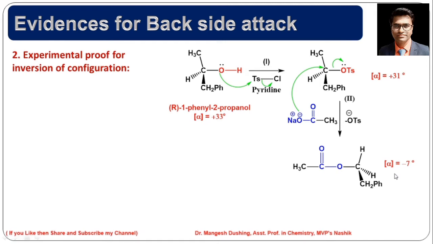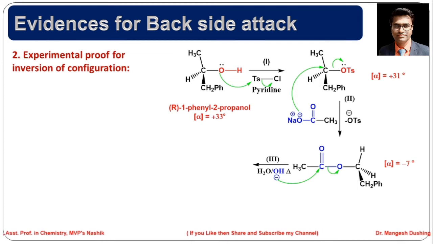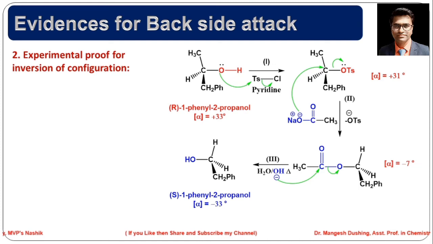The change in sign of the rotation clearly indicates that the nucleophile attacks from the back side, and there is an inversion of configuration. After hydrolysis of this ester group in basic conditions in the presence of heat, that ester gives us alcohol. The product name is S-1-phenyl-2-propanol. The specific rotation is minus 33.